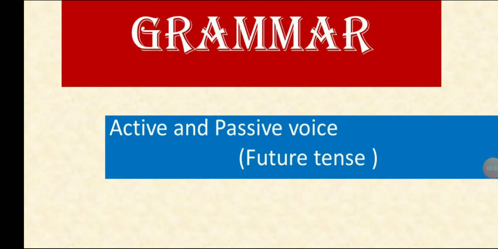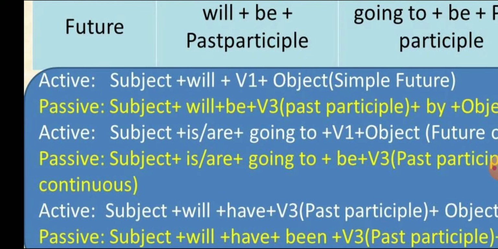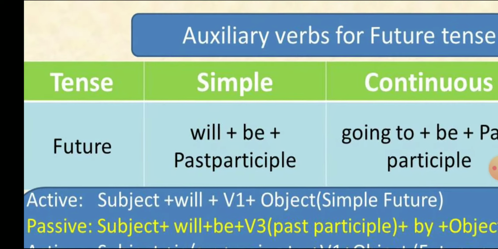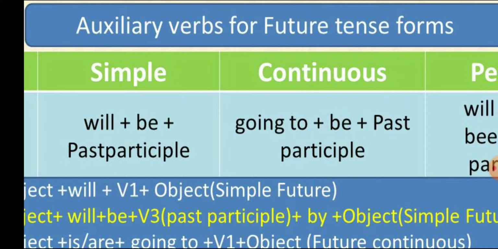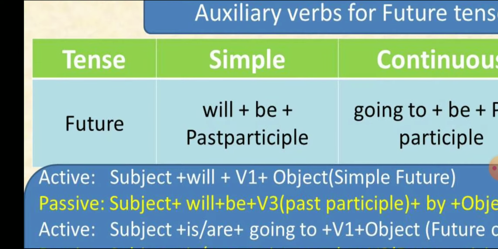In this video, we are going to learn how to change from active to passive voice for future tense forms. Let us see how to change from active to passive for simple future, future continuous, and future perfect. Let us see from active to passive what kind of change is made in the verb.